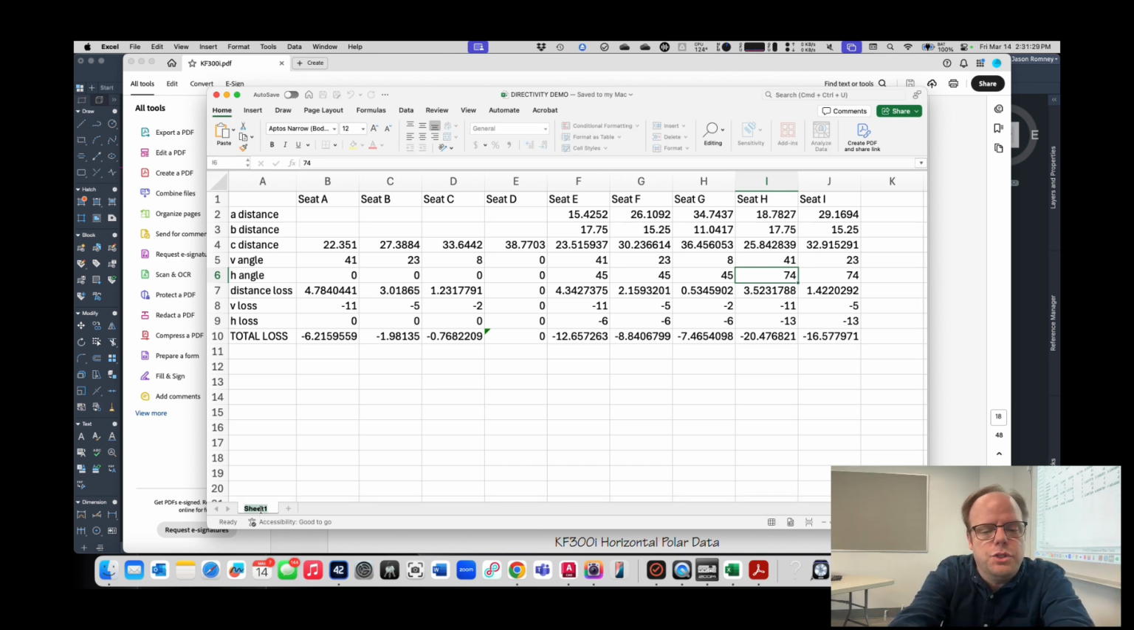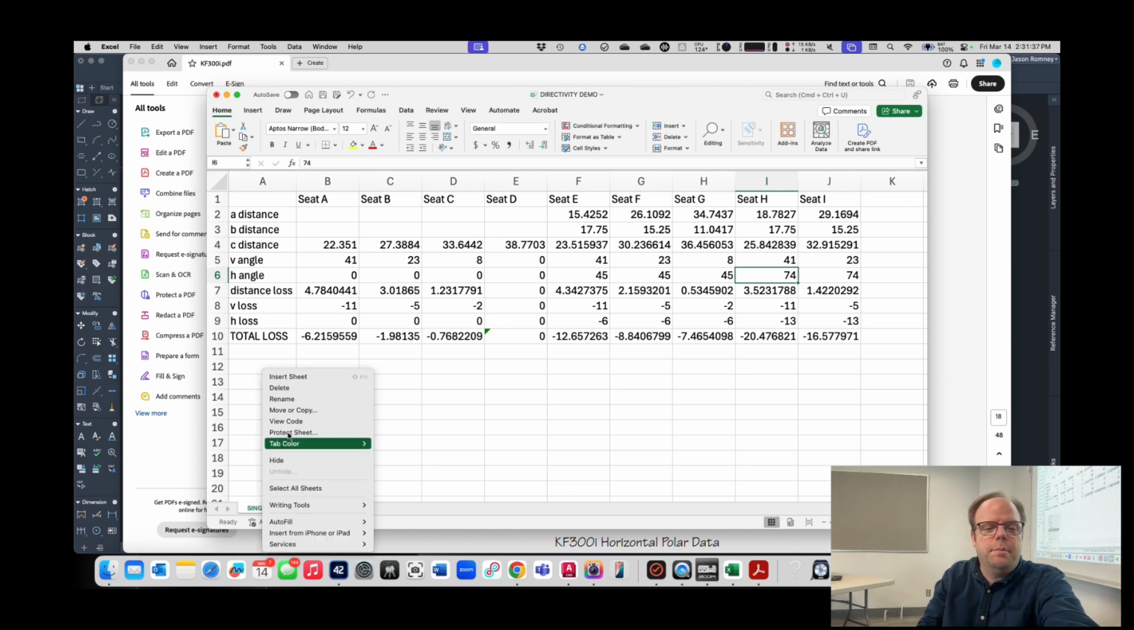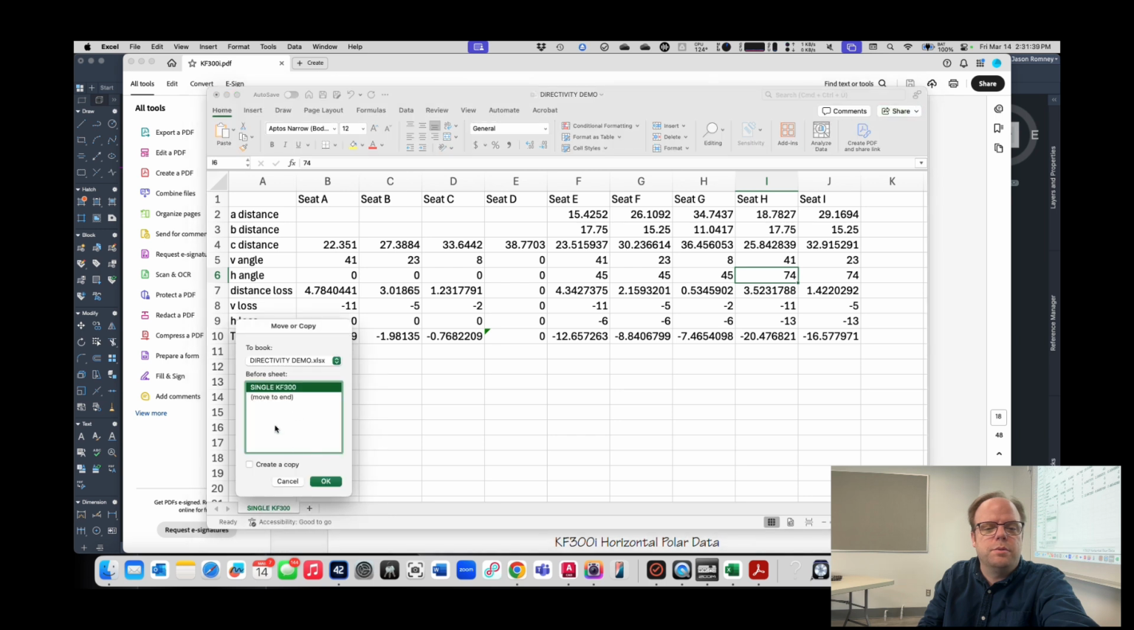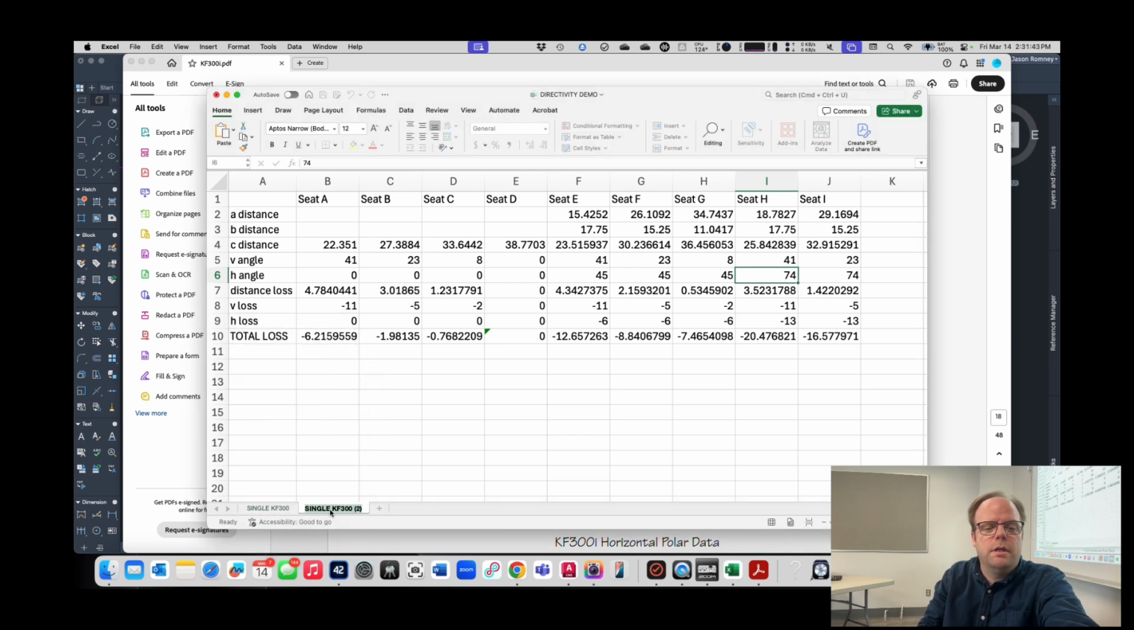So I'm going to call this sheet single KF 300. And I'm just going to make a copy of this sheet because I don't want to lose what I've done. We'll call this the double KF 300.